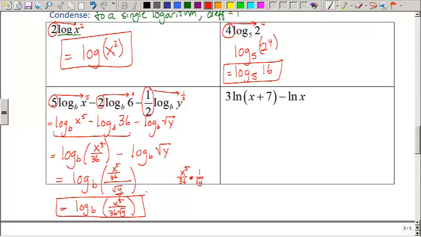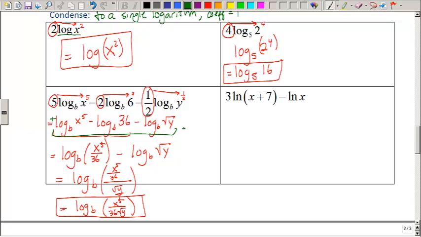Now a lot of students at this point are like, wow, is there an easier way of doing that? That was a lot of work, especially when you divide it by another division. And the answer is yes, there is a shortcut here that I'd like to show you. Looking at our first step, log base b of x to the 5th minus log base b of 36 minus log base b of the square root of y.